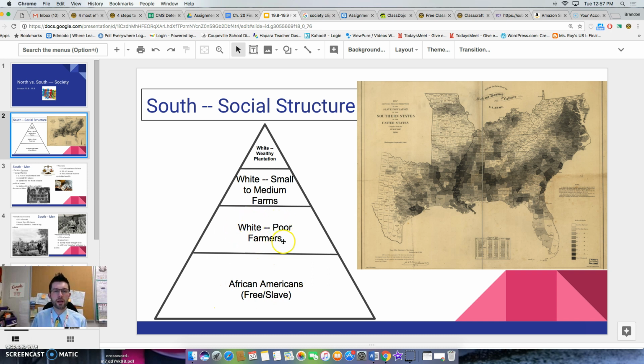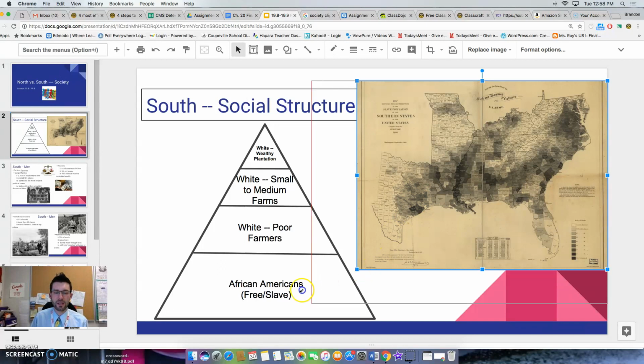Next would be the white farmers who were very poor, who did not own slaves, and who barely made enough to get by. Followed by the white Americans who lived on small to medium farms and owned some slaves. And at the very top, which would also be the smallest group of people in the South, would be the wealthy plantation owners. That's how the social structure went in the Southern States.